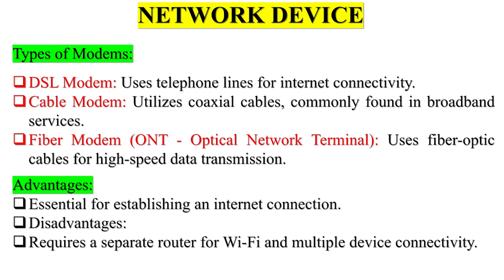Types of modems. DSL modem: uses telephone lines for internet connectivity. Cable modem: utilizes coaxial cables commonly found in broadband services. Fiber modem, ONT, optical network terminal: uses fiber optic cables for high-speed data transmission.